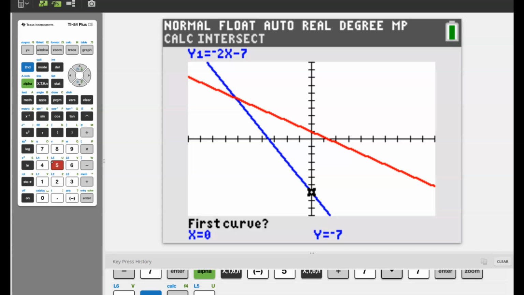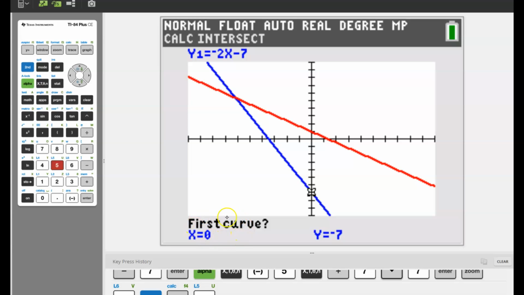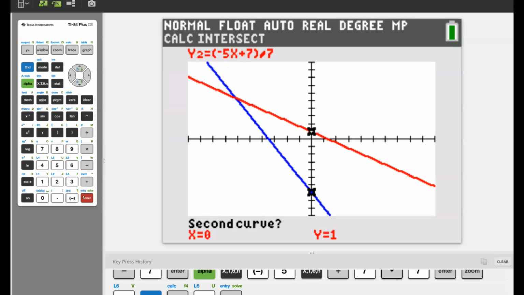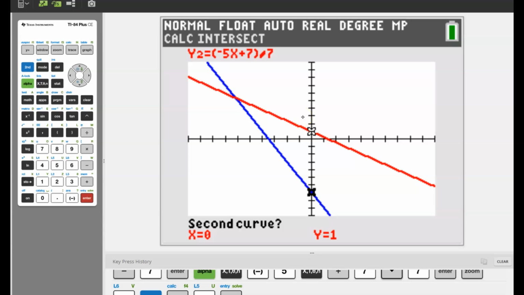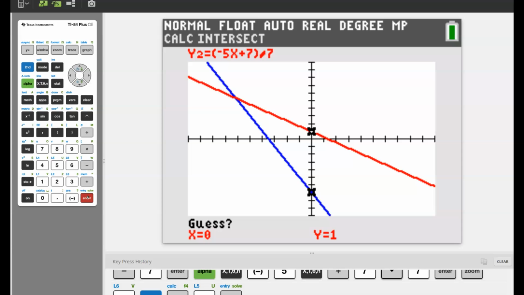Now it goes back to my graph, but on the bottom it's asking me for the first curve, and it has Y1 in blue highlighted. That's what I want, so I'm going to press enter. And then it shifts to my second Y2, which is in red, and it's asking for the second curve. That's my second curve, so I'm going to press enter on that.